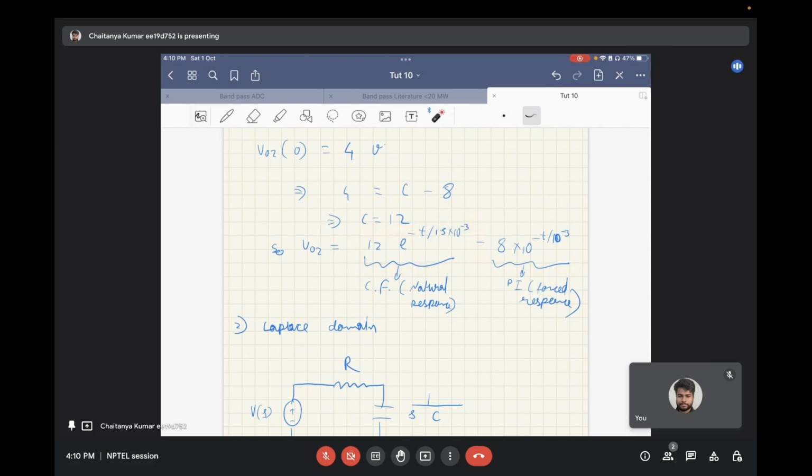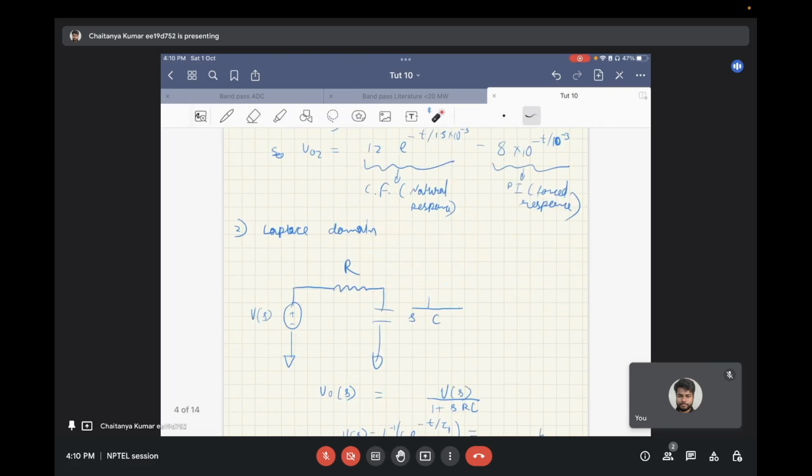Now, this was a tedious process. Let's see how to do the same thing in the Laplace domain. In the Laplace domain, you know that the impedance of a capacitor is 1 by SC, where C is the value of the capacitance.